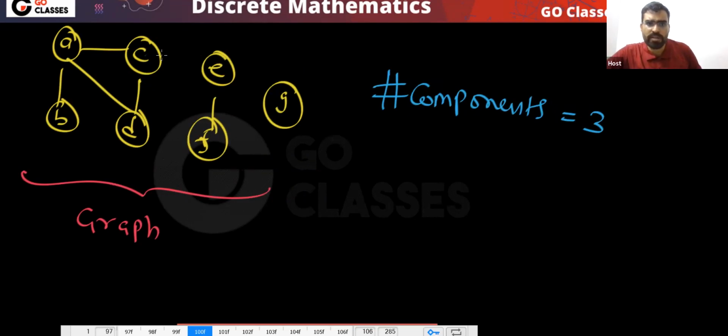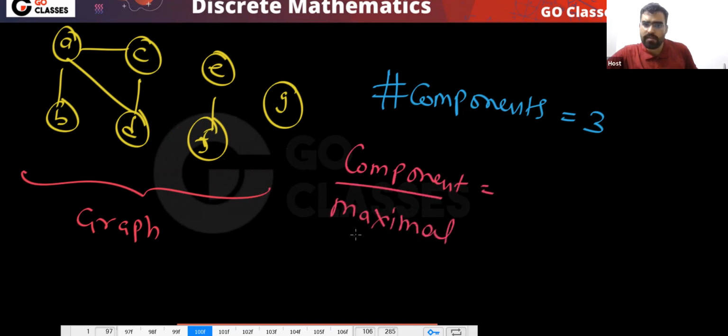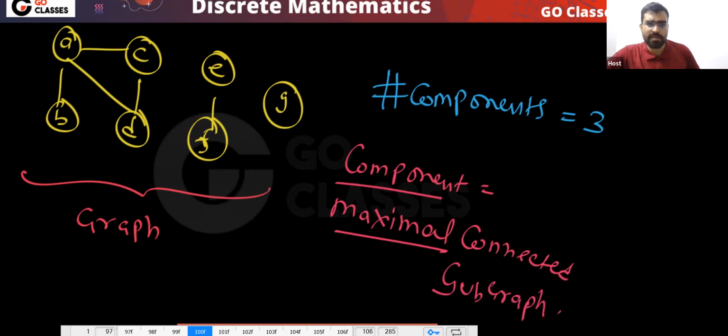Can I say this is a component? Please tell me. This is not a component, because this whole thing is the component. So a component is always a maximal subgraph. What is the definition of a component? It is a maximal connected subgraph. Maximal connected subgraph. You can notice this is a maximal connected subgraph.